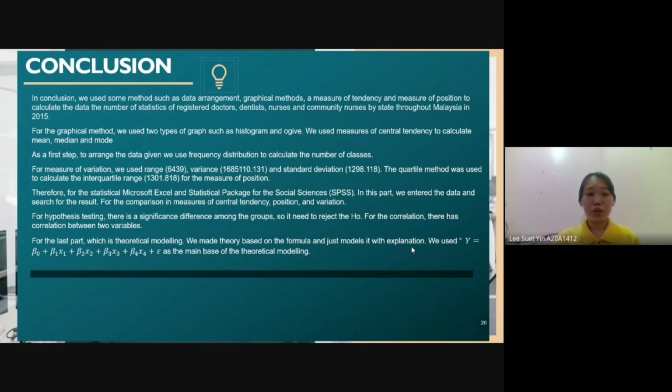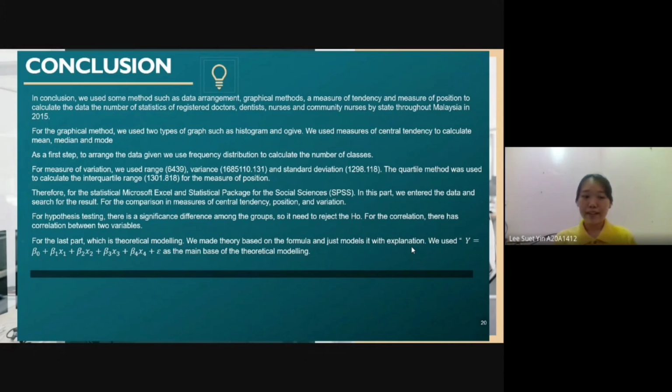As a first step, to arrange the data given, we use frequency distribution to calculate the number of classes. For measure of dispersion, we use range, variance, and standard deviation. The quartile method was used to calculate the interquartile range for the measure of position. For the statistical software, we use Microsoft Excel and the Statistical Package for the Social Sciences, SPSS. In this part, we enter the data and search for the result. For the comparison in measure of central tendency, position, and variation.